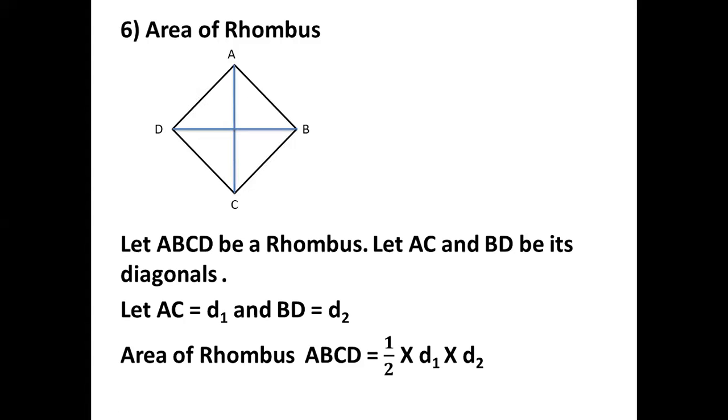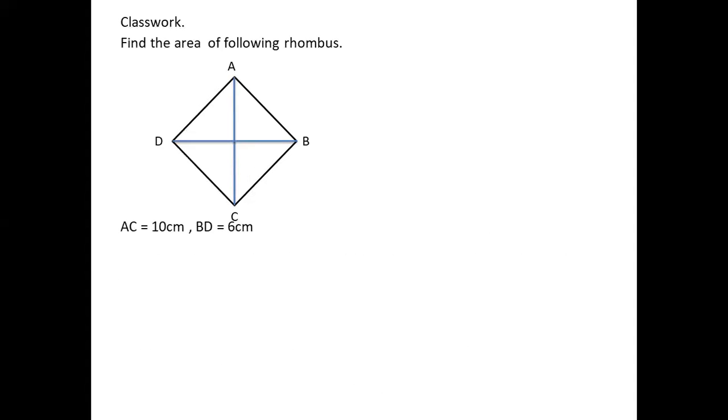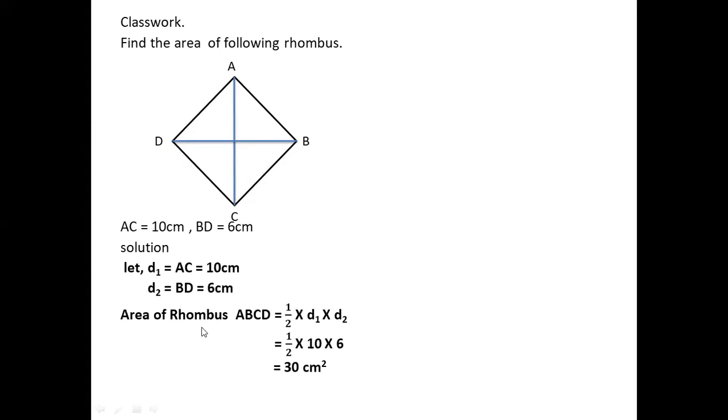Okay, children? Now I am moving to the next one. It's an example. How to find the area? One diagonal is 10 centimeter and the other diagonal is 6 centimeter. We have to find the area of rhombus, which equals 1/2 D1 into D2. 10 into 6, its half is 30 centimeter square.